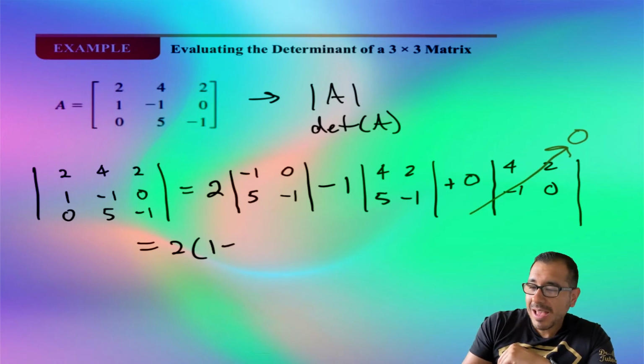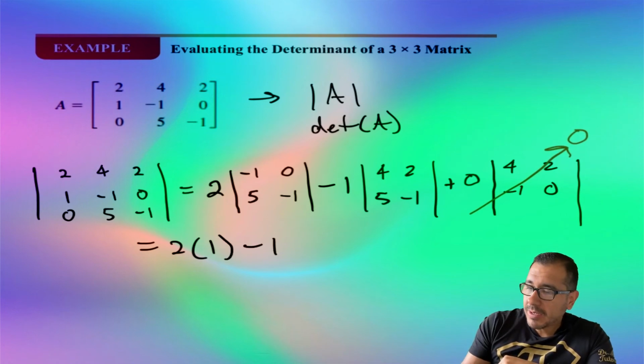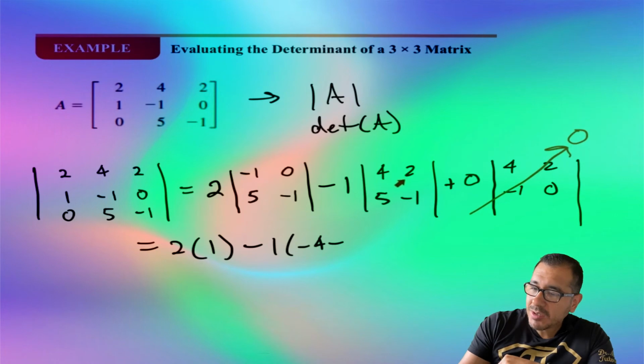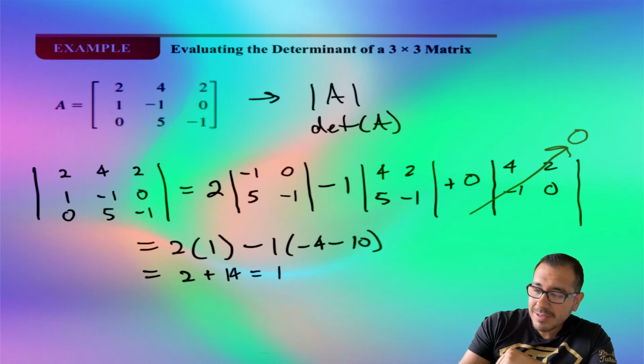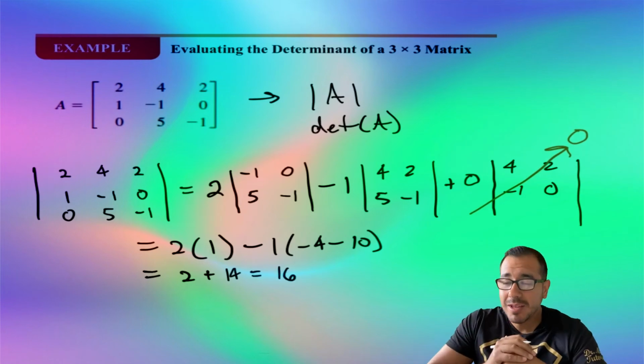So once again, I don't even need that minus sign. So let's just get rid of it because that 0 is just 0. Next group, -1. Go ahead and do the same thing. 4 times -1, we got -4 minus, and then we have 5 times 2, which is 10. So let's simplify things. So we have 2 plus 14. So in this case, our determinant equals 16.